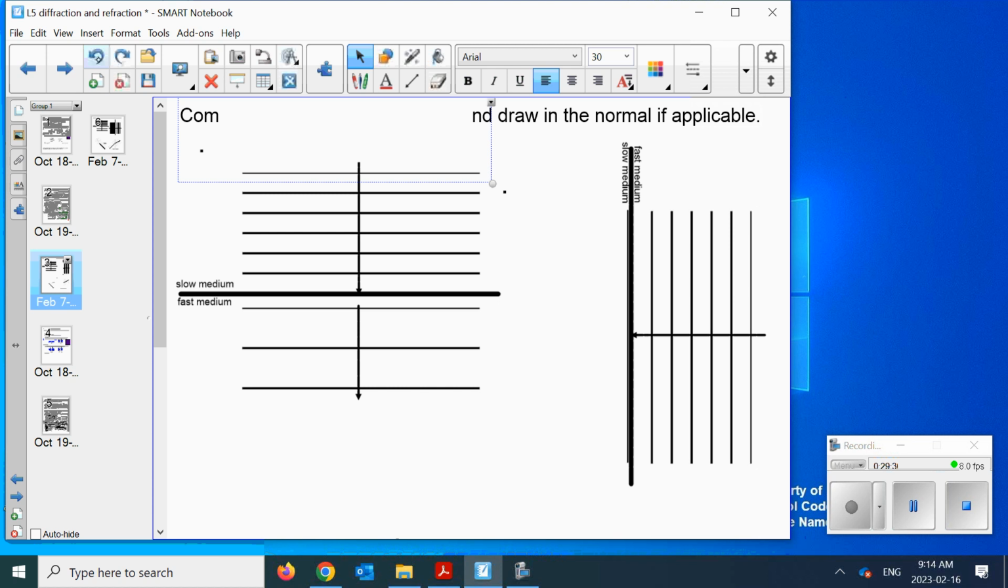I purposefully have drawn these sideways and at angles because I don't want you to get stuck on always going from left to right. This one is fast to slow. Just think about this. I'm traveling on the ring road, going 100 kilometers per hour. All of a sudden, I hit a 50 zone. What happens to our spacing? Closer together.